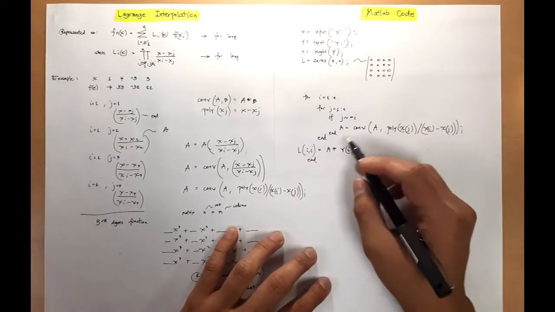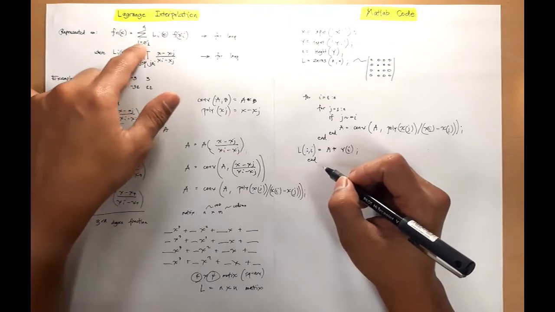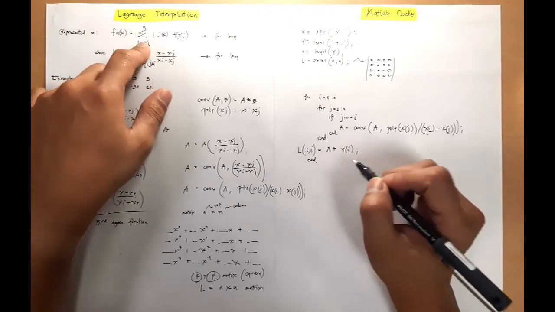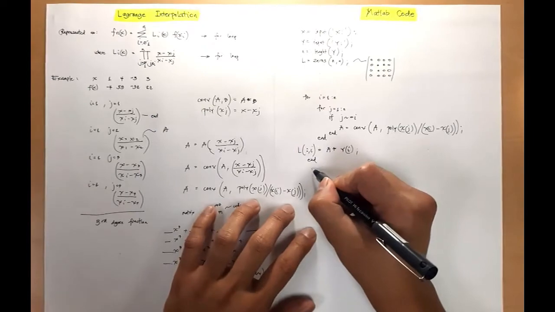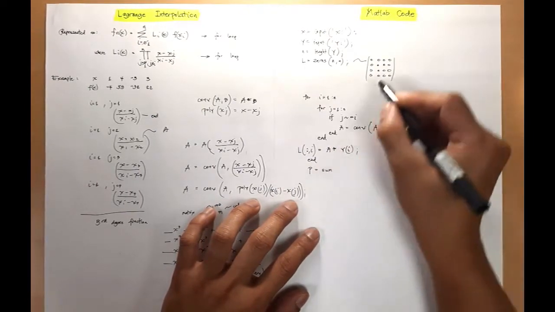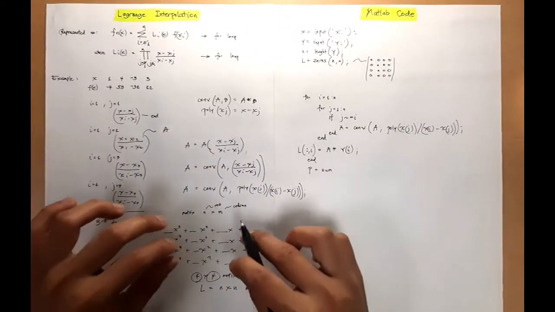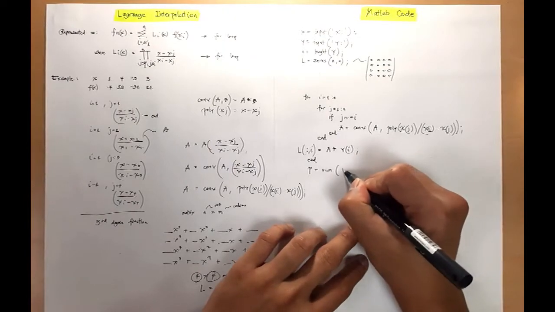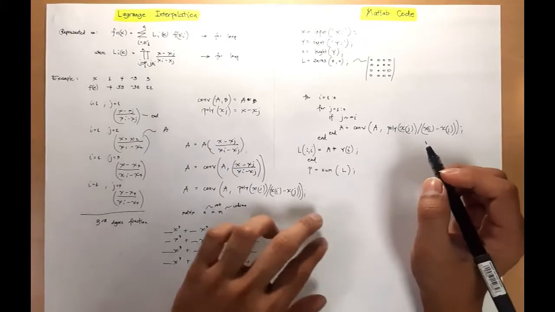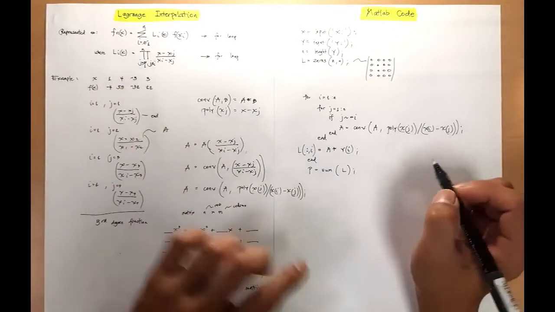Now, finally, we have to get the sum, because it indicates a summation here from 1 to n. That would be P is equal to the sum of matrix L. So we'll get the sum of all these functions to get the equivalent function that fits the data points.